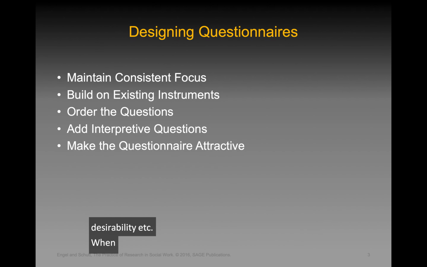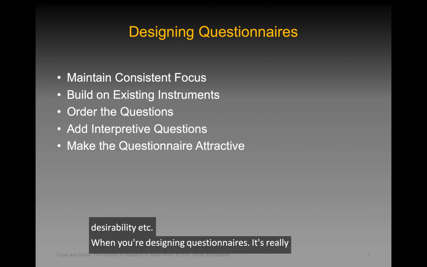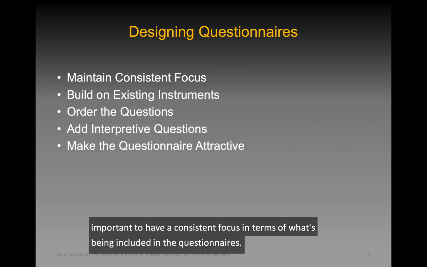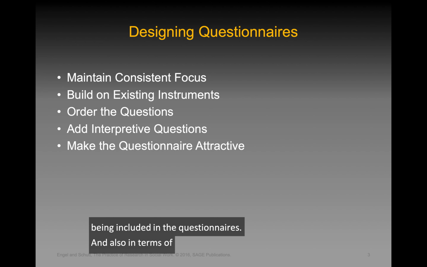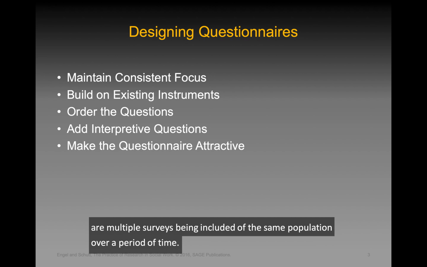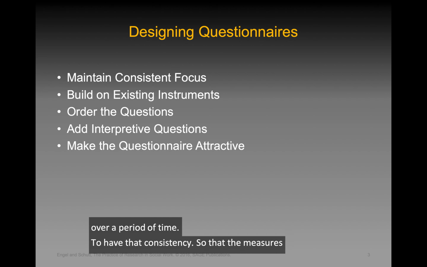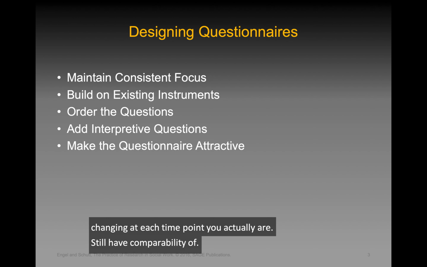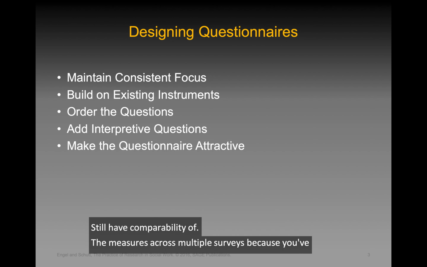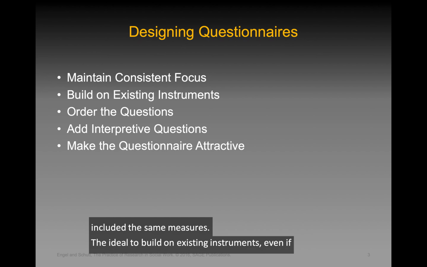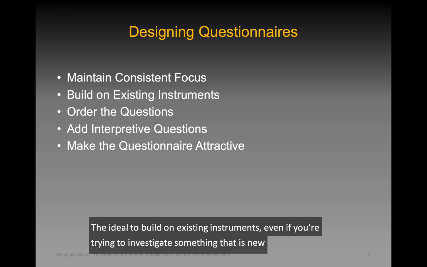When you're designing questionnaires, it's important to have a consistent focus in terms of what's being included in the questionnaires, but also to be consistent across surveys. If there are multiple surveys of the same population over a period of time, it's important to have that consistency so that the measures aren't changing at each time point, and you still have comparability of the measures across multiple surveys because you've included the same measures. It's ideal to build on existing instruments, even if you're trying to investigate something that is new and for which there aren't existing instruments that are well validated.